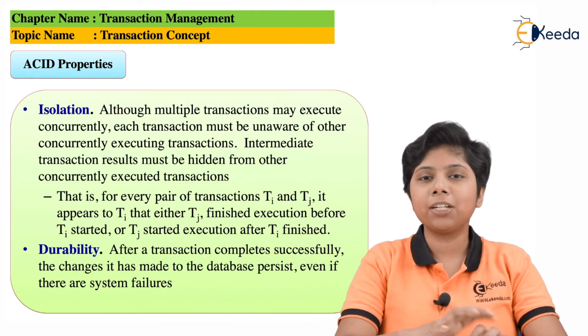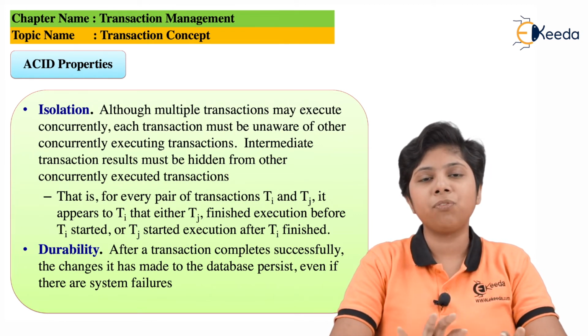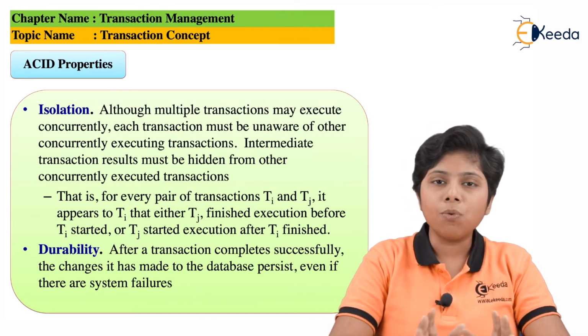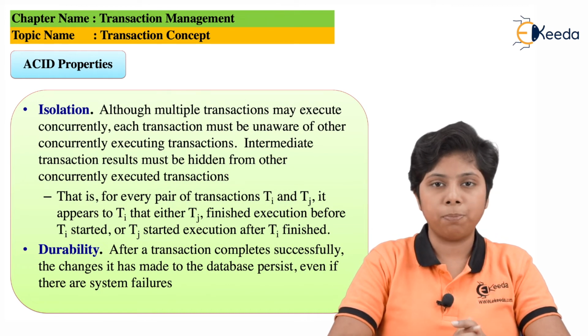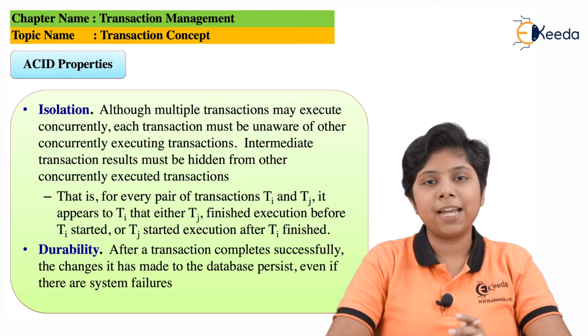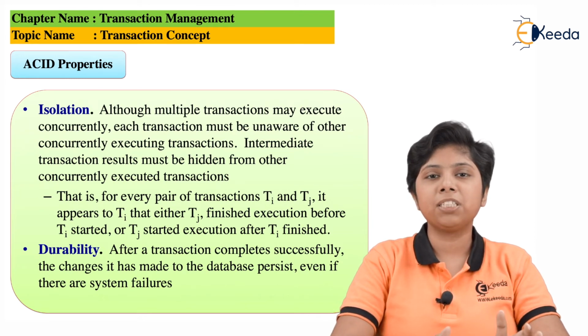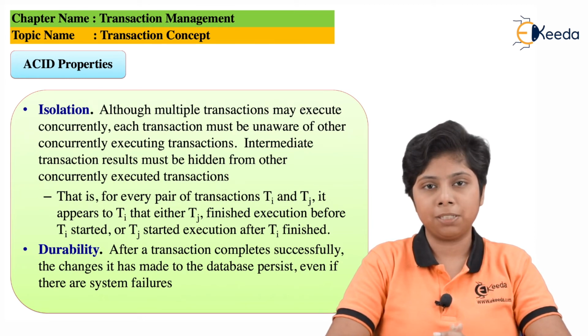Now we can see that all the properties are related to each other, and that some properties are a result of another property. Now, how does a transaction maintain these properties? We can say that the transaction maintains these properties by having some good features in the database.